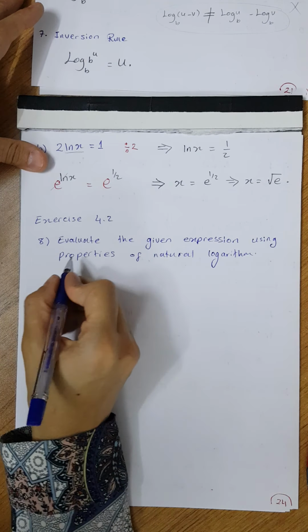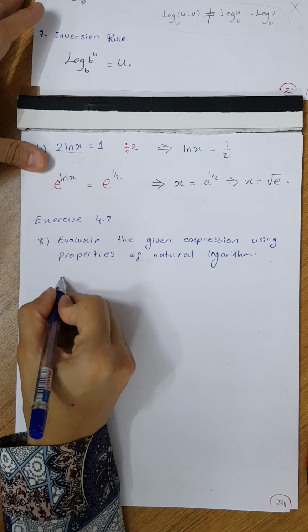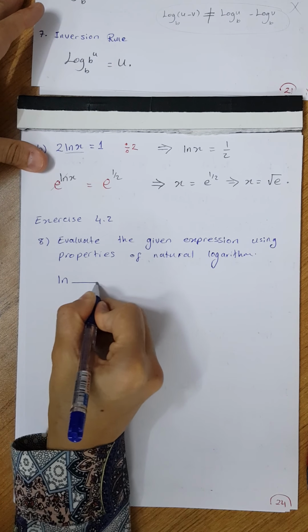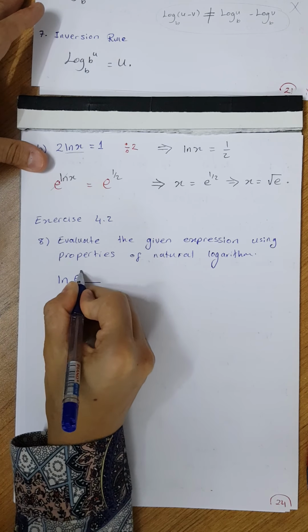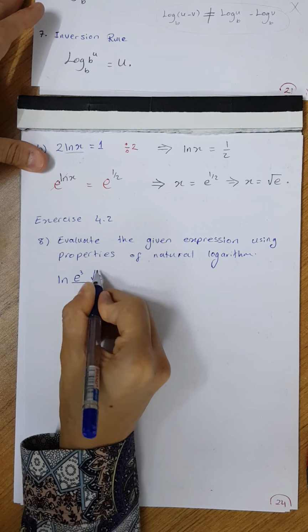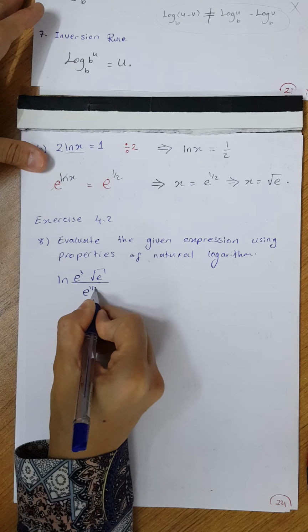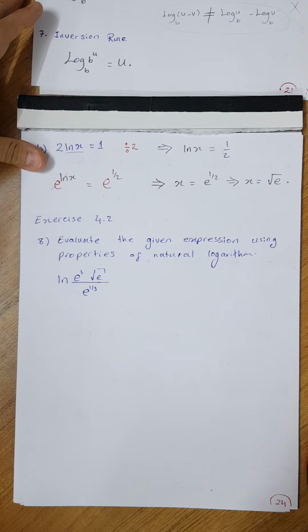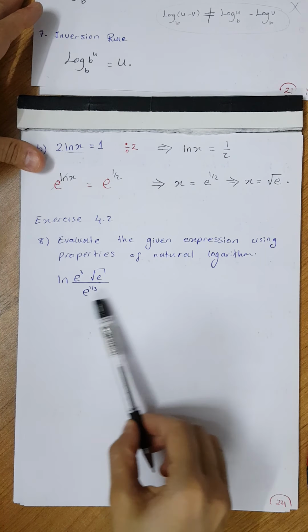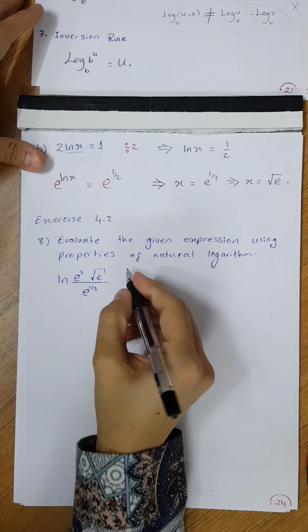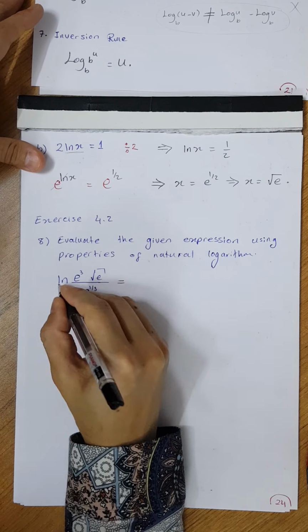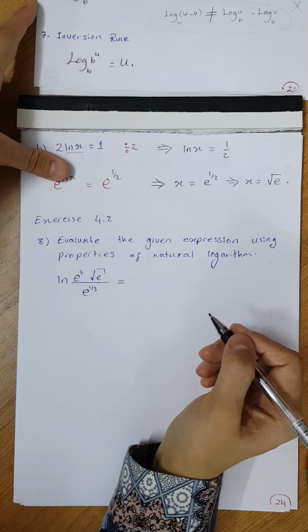Okay, what is given to me? ln of (e to the power of 3 multiplied by the square root of e) all over e to the power of 1 over 3. It's required from us to find the value of that ln using the properties of exponential and logarithmic functions.